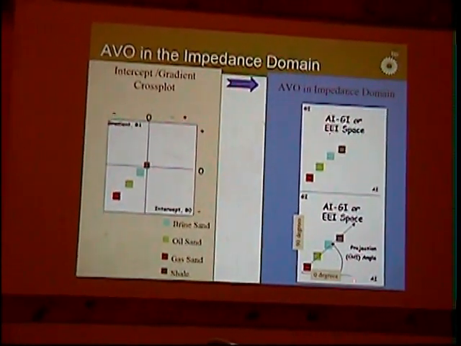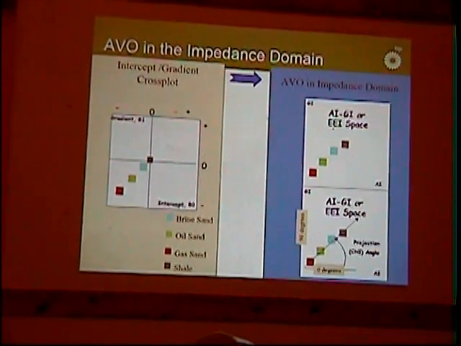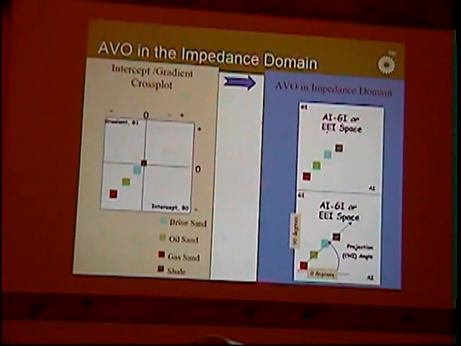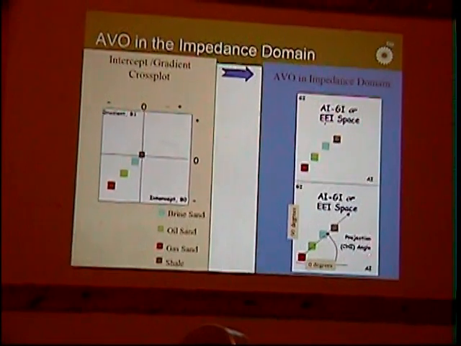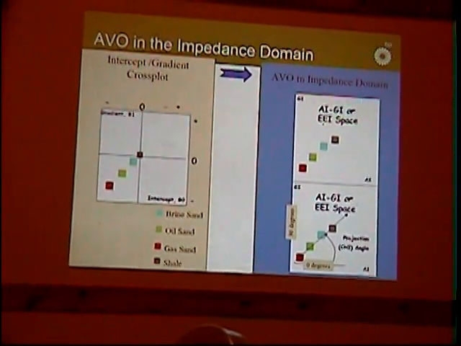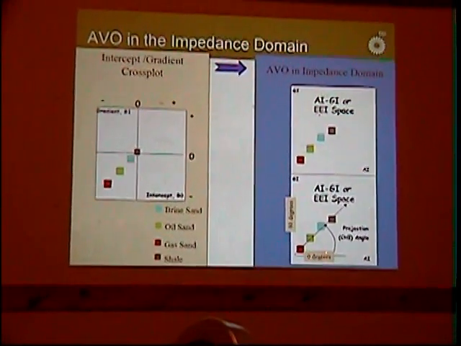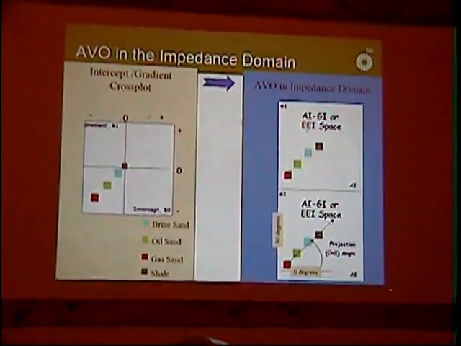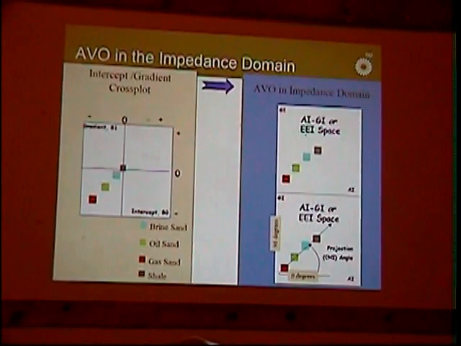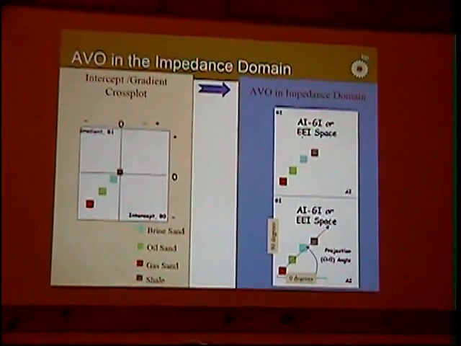This chi angle, again, if you want a little bit more information on it, I'll give you the references at the end. This chi angle is measured counterclockwise from the acoustic impedance axis. And obviously, 0 degrees chi angle is the acoustic impedance volume. 90 degrees chi angle is your gradient impedance volume.